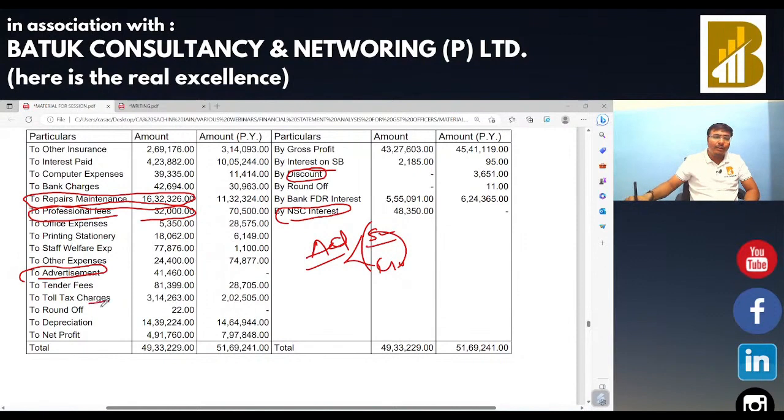Tender fees and depreciation rounding off is okay. So this is the basic financial statement. We need to check the things accordingly.